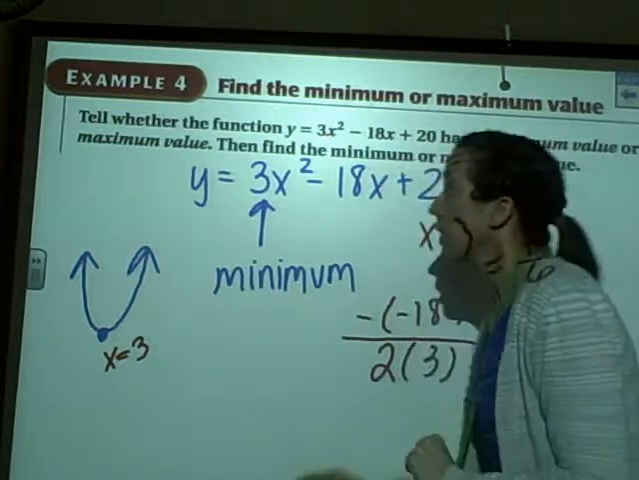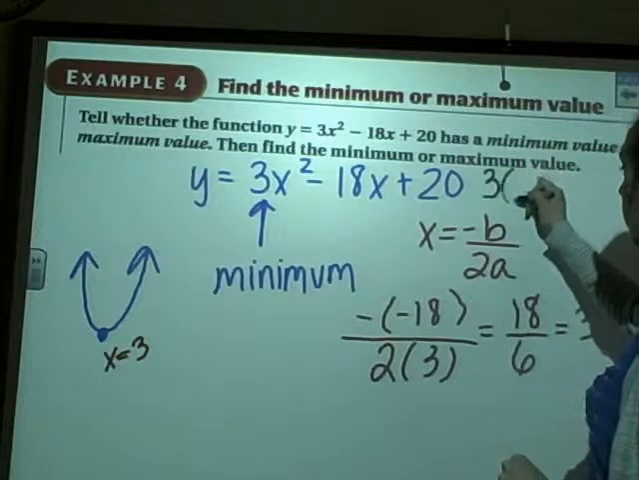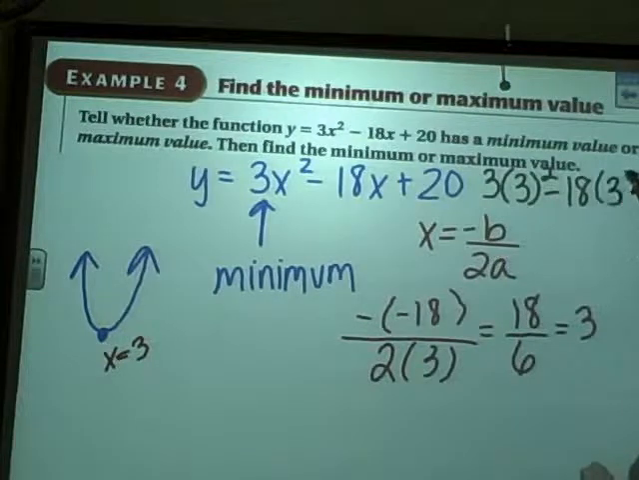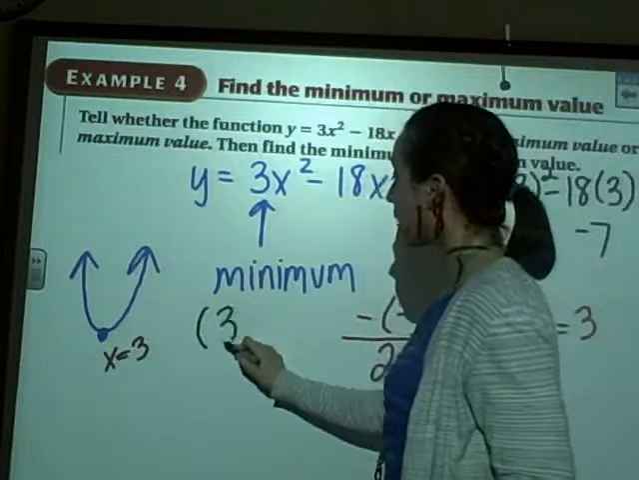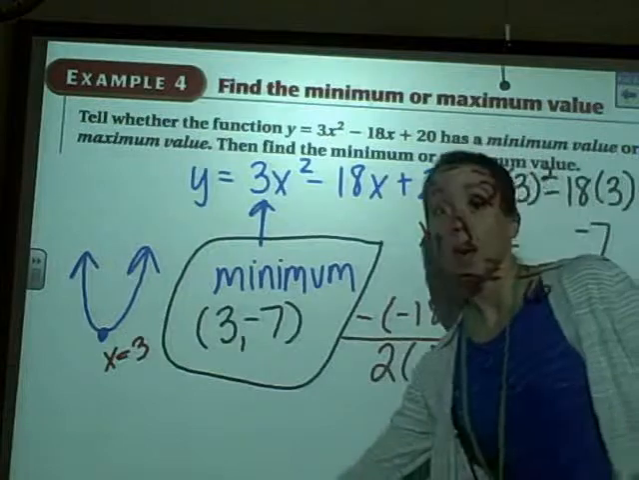Now we've got to figure out what y is. Now I'm going to take that 3, plug it into my equation, simplify to get y. I'm going to go 3 times 3 squared minus 18 times 3 plus 20. We're going to be careful with order of operations here. Once we do our simplifying, we're going to get a y value of negative 7. So that means the point of my minimum, or the vertex, is at (3, negative 7). And this is what you would want for an answer. And we're all done.